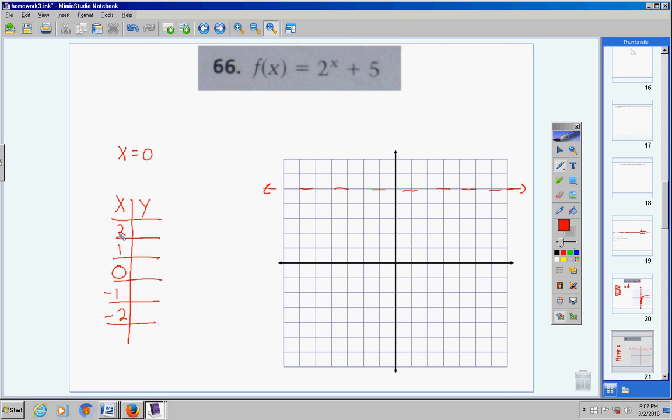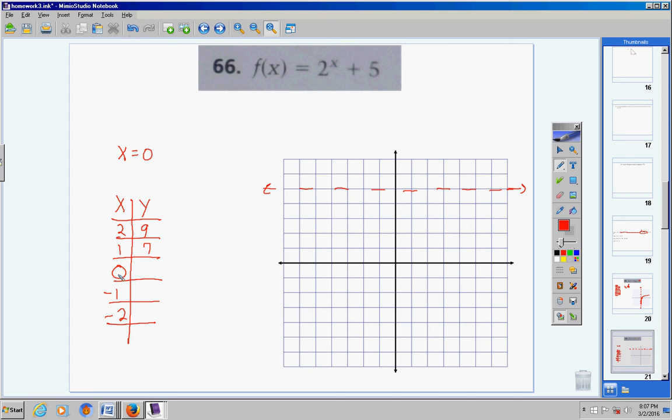Let's go. Put a 2 in for x right here. So we have 2 squared plus 5. 2 times 2 is 4 plus 5 is 9. Now let's put a 1 in for x. 2 to the 1 power is 2 plus 5 is 7.